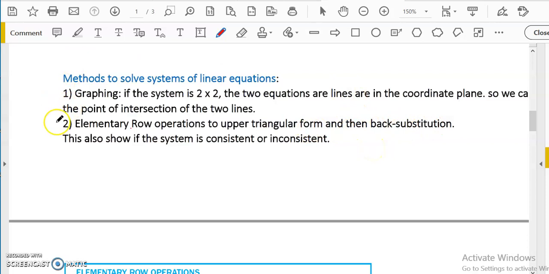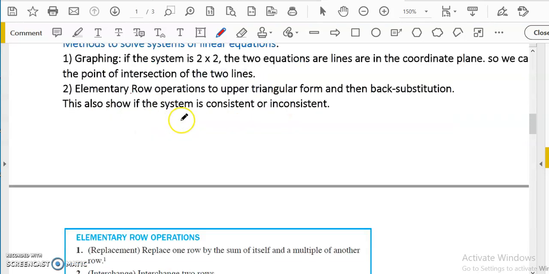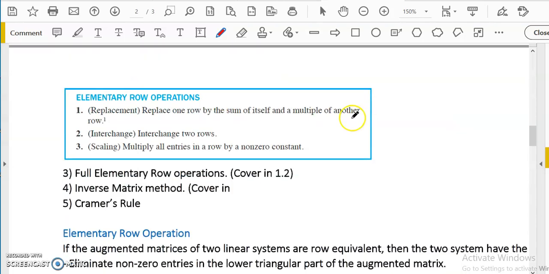So this is the main thing for 1.1, because this method also helps us to show if a system is consistent or inconsistent. If it's inconsistent, it has no solution. So how do I know there's no solution? You can use elementary row operations to check. So first, what are elementary row operations?